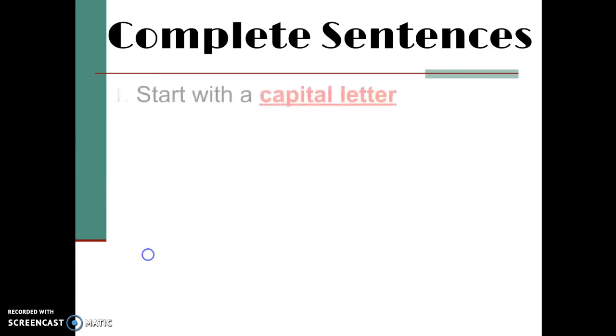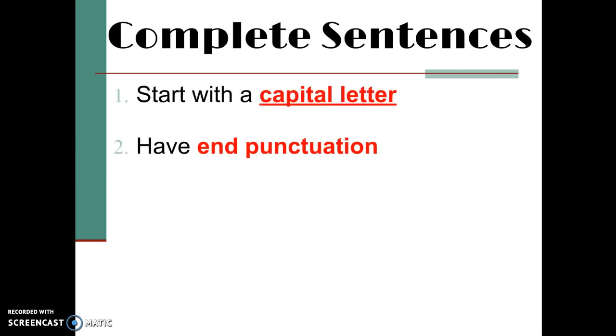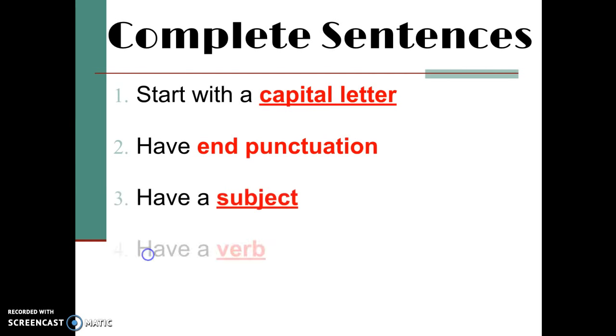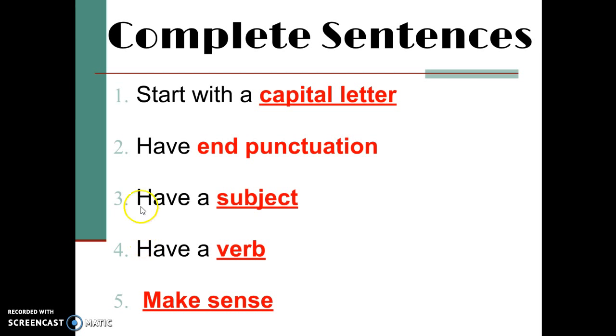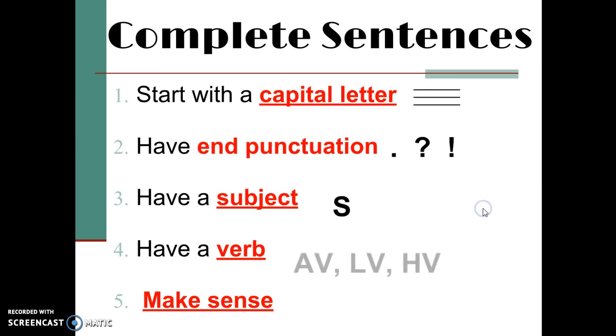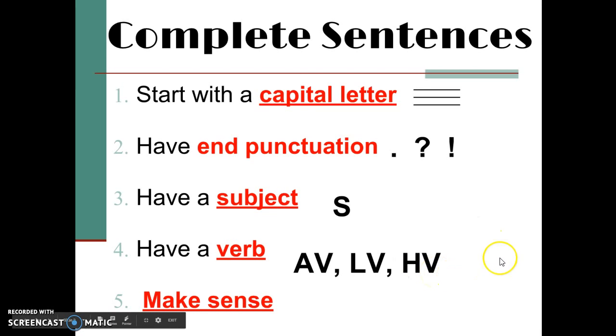So we're going to start with a complete sentence. What does it need to have? Starts with a capital letter, ends with a period, has a subject, has a verb, and it has to make sense. And we're doing some of this practice as we're going through our vocabulary sentences as well. The symbol that we used for a capital letter is 3 underlines. Here are 3 types of end punctuation: period, question mark, and an exclamation point. We label the subject with a capital S, and we underline our verb and then label whether it's action, linking, or helping, and that's what this lesson is going to focus on today.